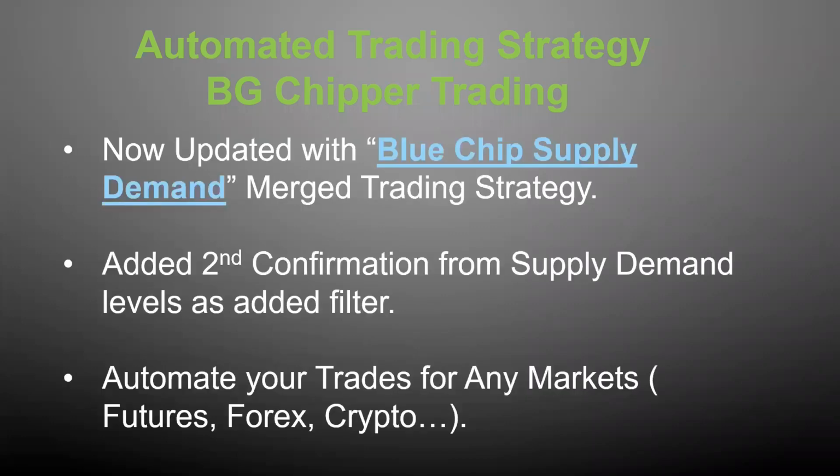Okay, so when we talk about the trading strategies, it's updated with the blue chip supply demand merged trading strategies. This is the chipper trading bot. We've added that second confirmation. The supply and demand is added to help as a filter, and then we've added in the trade management, trade risk areas of that as well. So, does anybody have any questions with me so far?